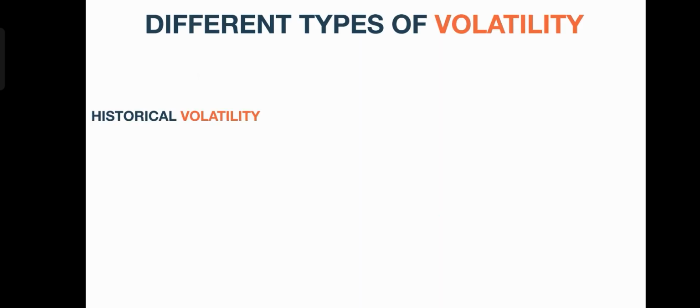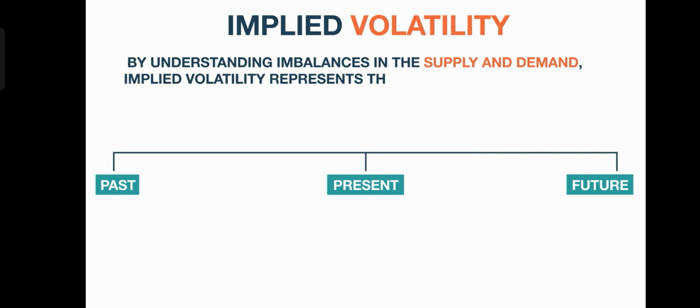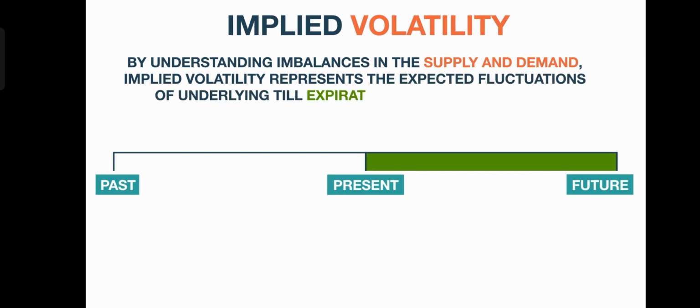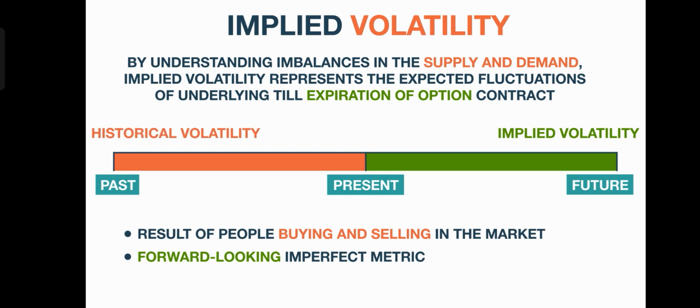Another type of volatility that is extensively used in options trading is implied volatility. By understanding imbalances in the supply and demand, implied volatility represents the expected fluctuations of the underlying security till the expiration of the option contract. Implied volatility is a result of people buying and selling in the market, and is a forward-looking imperfect metric, whereas historical volatility looks at a particular time frame in the past and measures the movement in that duration.